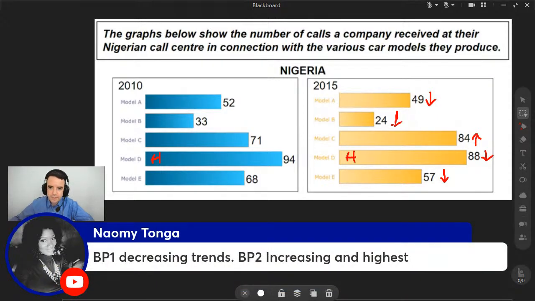Okay, Naomi. Body paragraph 1, decreasing trends. Body paragraph 2, increasing and highest. So does that mean that you're going to mention model D 2 times because it decreased and it's the highest? So are you going to mention model D in both paragraphs?